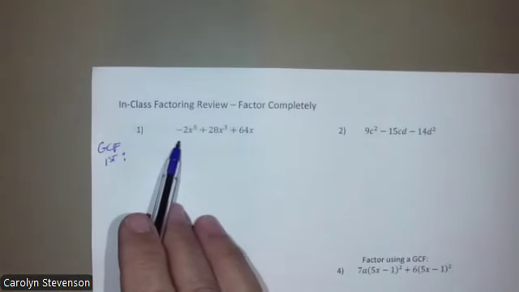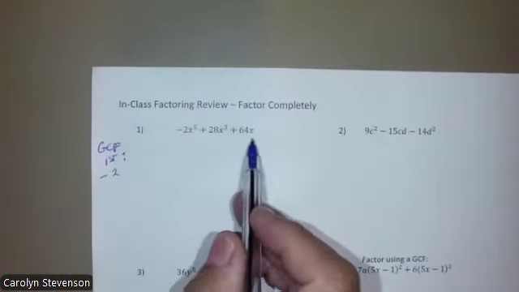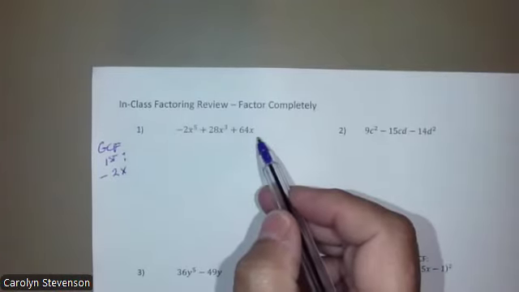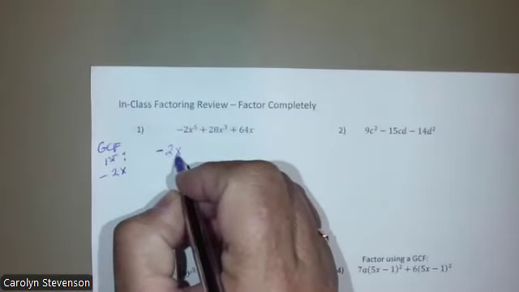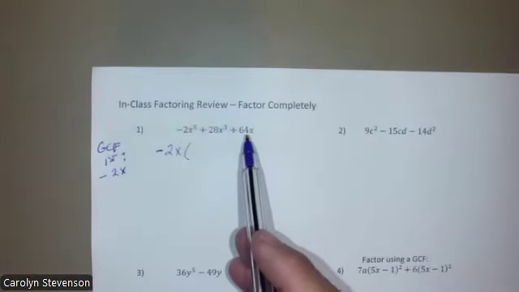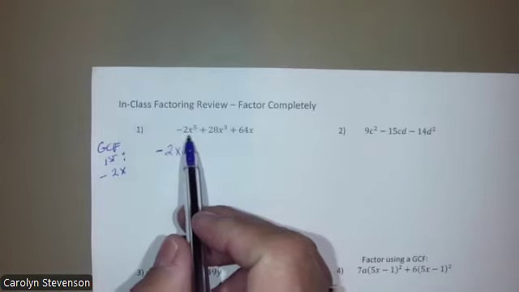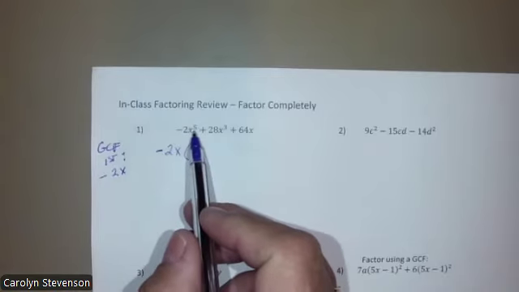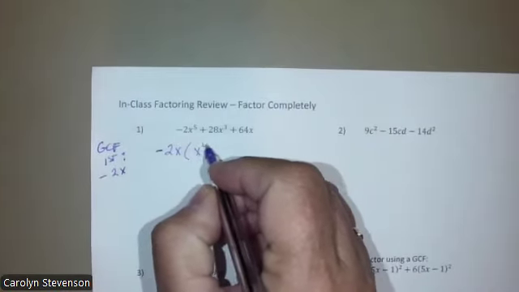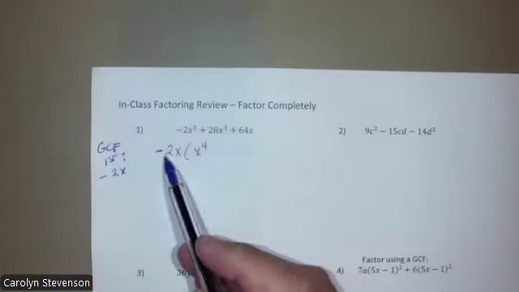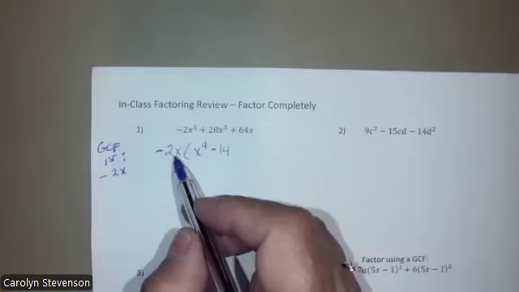Now this starts with a negative, so we need to use a negative 2 and just the x because we choose the lower common exponent there. So take out the negative 2x. We're dividing everything by a negative, which is going to change all the signs of these. So negative 2 divided by negative 2 is 1, but we have x to the fifth. We took out an x, so we have positive x to the fourth left. 28 divided by negative 2 is negative 14. X to the third divided by x.